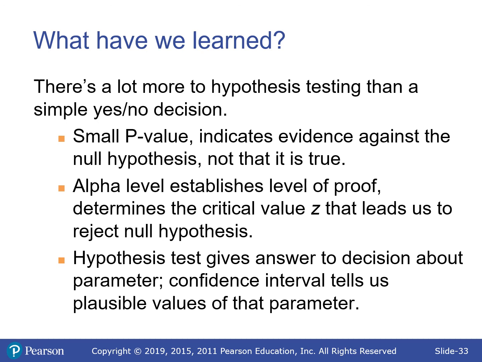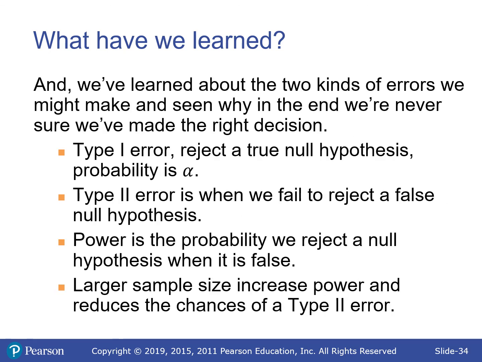A hypothesis test gives an answer to a decision about a parameter. A confidence interval tells us the plausible values of the parameter. So the confidence interval estimates the parameter. The hypothesis test tests against a parameter.